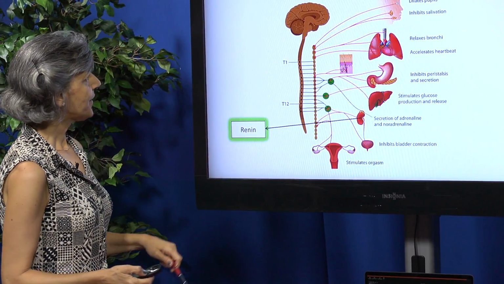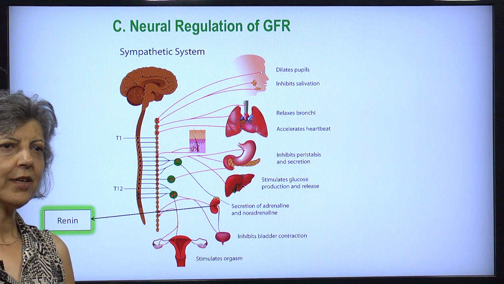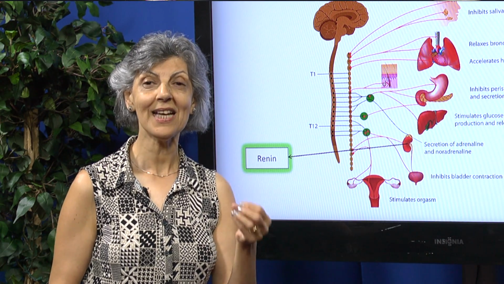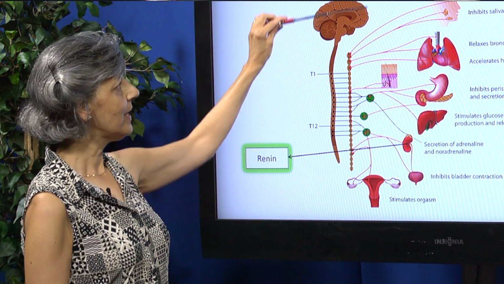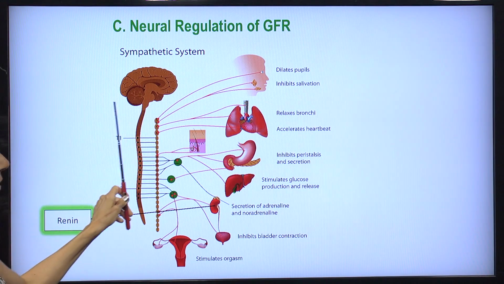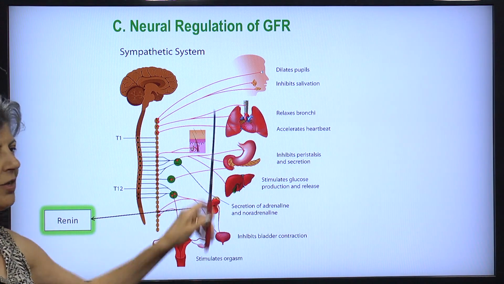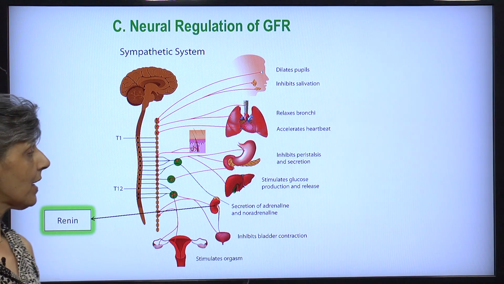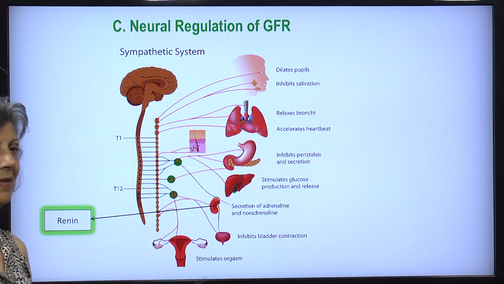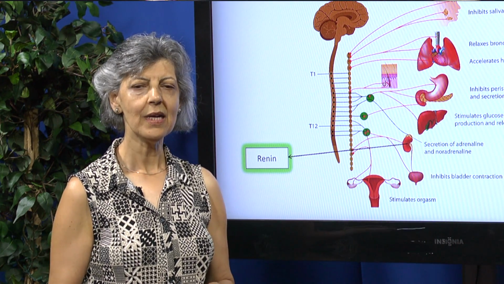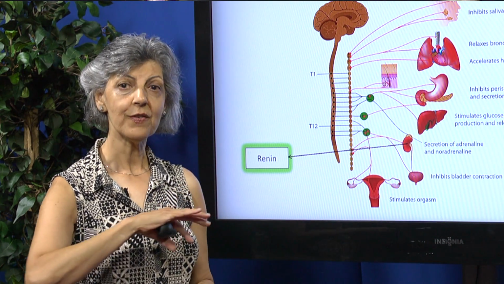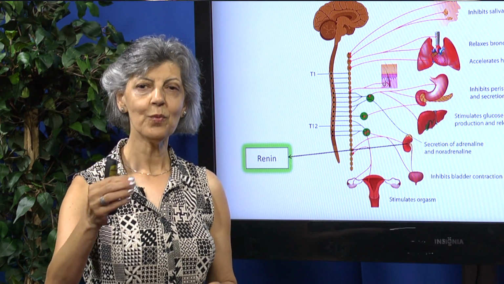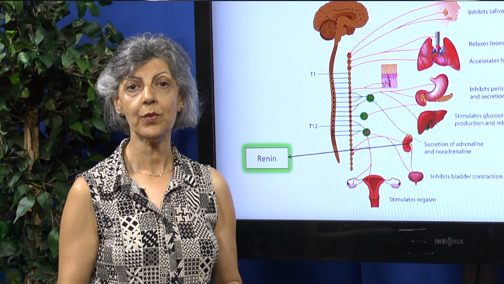Now, the third part is the neural regulation of glomerular filtration rates. So we're talking about the effects of the sympathetic nervous system. If you remember, the sympathetic nerves go to many different parts of the body, and when there is sympathetic stimulation, they are also going to go to the kidneys. What do they do? When the sympathetic nerves stimulate the kidney, it is going to produce renin, and we know renin is going to be converted into angiotensin II, and we know the effects.